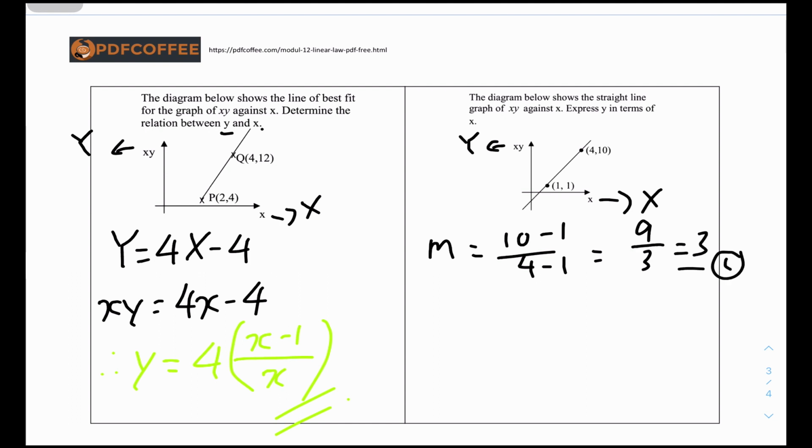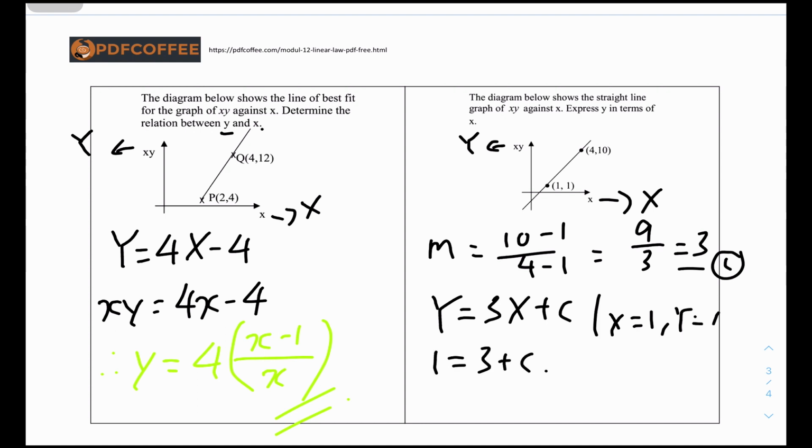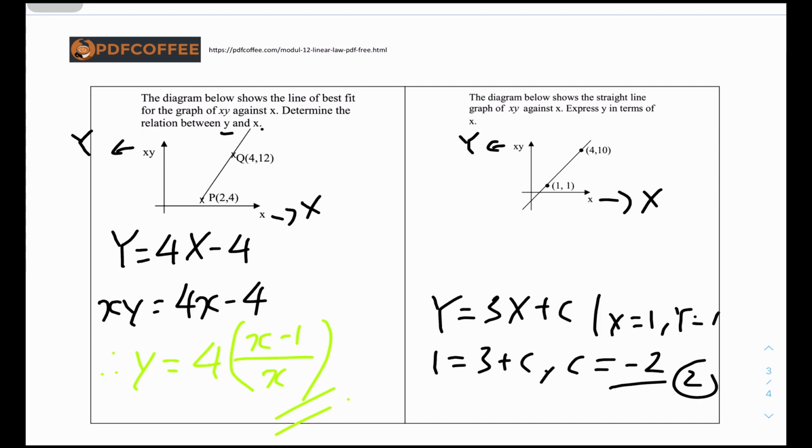So to find the y-intercept, big Y equals 3 big X plus C. So let's set big X as 1 and big Y as 1. So it'll be 1 equals 3 plus C, and therefore C equals minus 3 plus 1, which is minus 2. Right here. And just rewrite the equation to get big Y equals 3x minus 2.